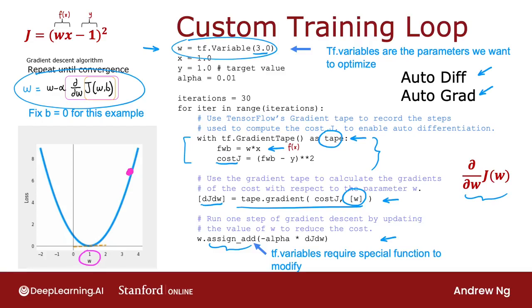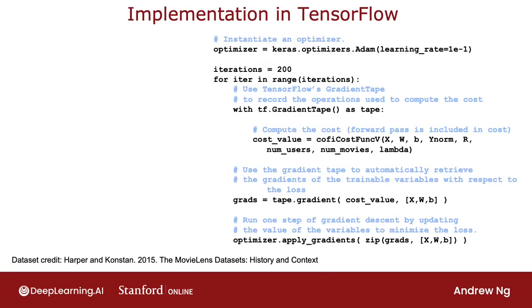So let's take this and look at how you can implement the collaborative filtering algorithm using AutoDiff. And in fact, once you can compute derivatives automatically, you're not limited to just gradient descent. You can also use a more powerful optimization algorithm like the Adam optimization algorithm. In order to implement the collaborative filtering algorithm in TensorFlow, this is the syntax you can use. Let's start with specifying that the optimizer is Keras optimizers Adam with learning rate specified here. And then for, say, 200 iterations, here's the syntax as before.